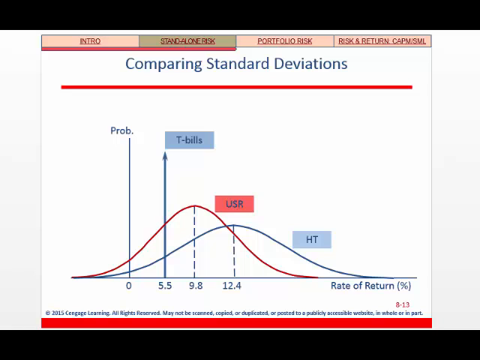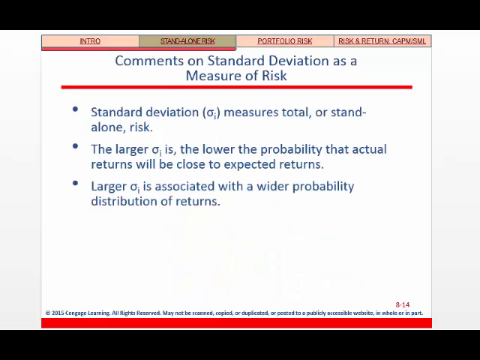Here are the different standard deviations for T-bills and U.S. Rubber and high tech. As you can see, there's really no wave for T-bills because it's steady, and there's a higher but maybe smaller-width wave for U.S. Rubber, and then the high tech is spread out all over the place, right? So what is standard deviation really measuring? It's measuring what we call standalone risk. And the larger the standard deviation, the lower the probability that those returns are going to match your expected returns. In other words, that wave's going to be wider, just like we just saw with high tech.